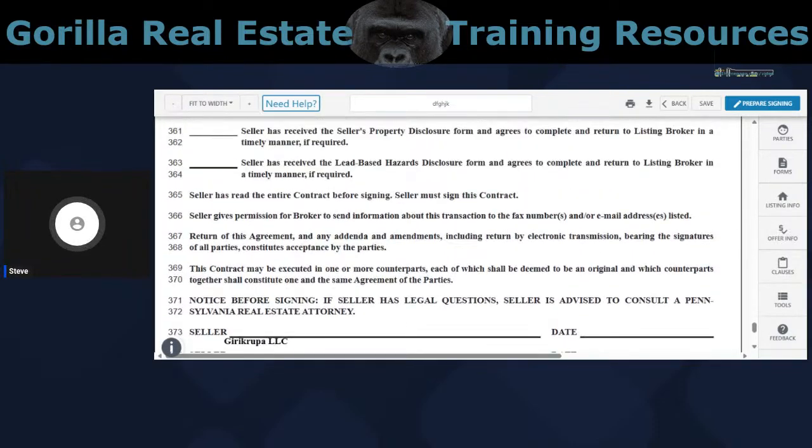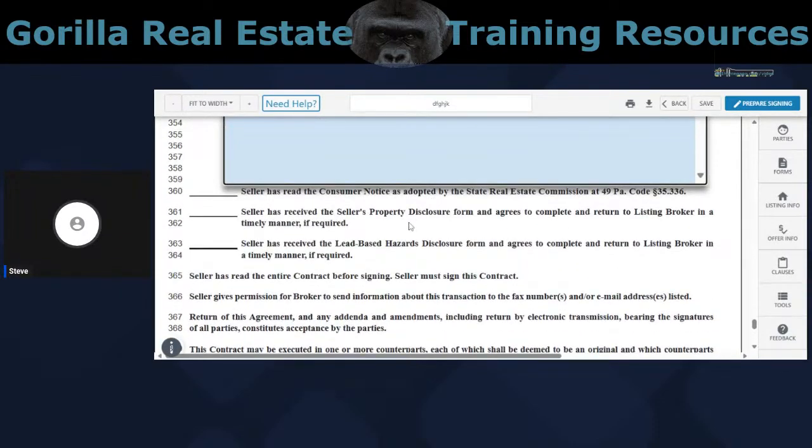So then you check off consumer notice, property disclosure, lead-based. And they will always sign these even if you haven't given them, because you'll say, listen, the property disclosure and lead-based paint I've not given you, but as soon as you sign this, I'll give it to you. And they don't care. At that point, they'll fall in line. But if they're not, I'll just email it to you, please fill it out.